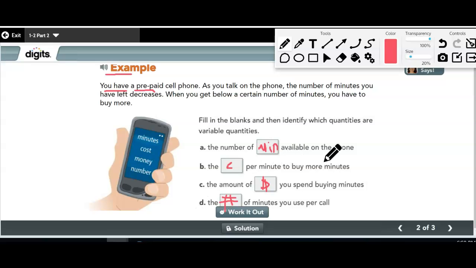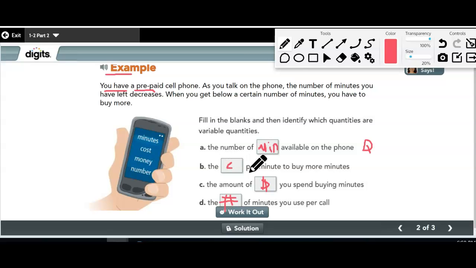All right, so let's go. Are we going to have a quantity or a variable quantity? The number of minutes available on the phone. So if you look at your phone, it's going to tell you how many minutes you have left, so we can measure that. So this here is going to be a quantity. I'll put a Q next to that.